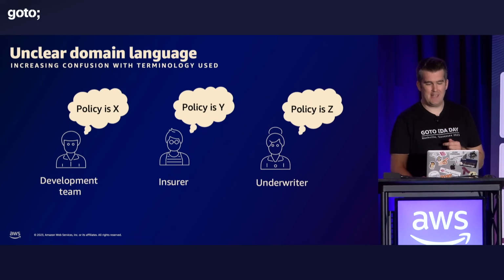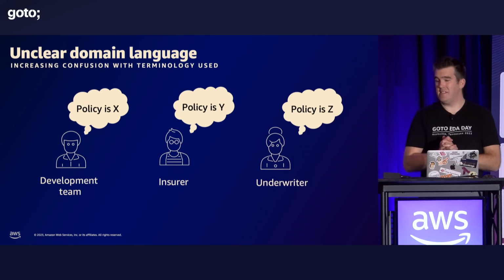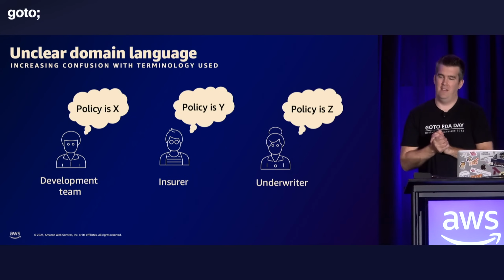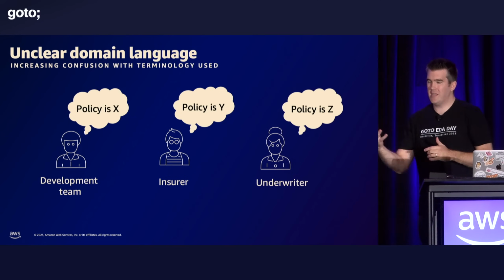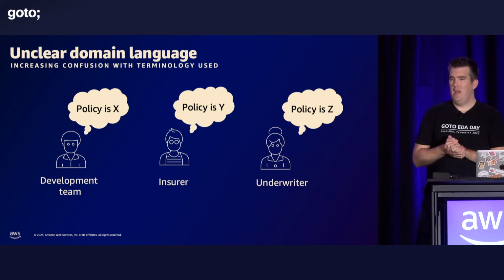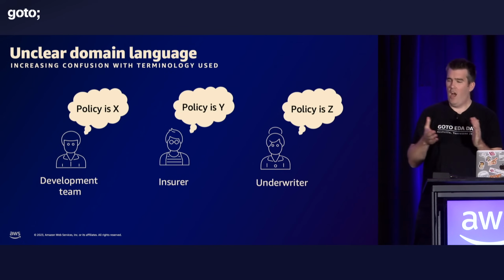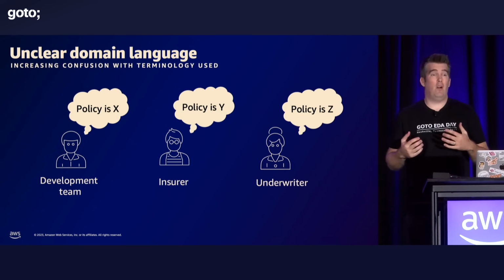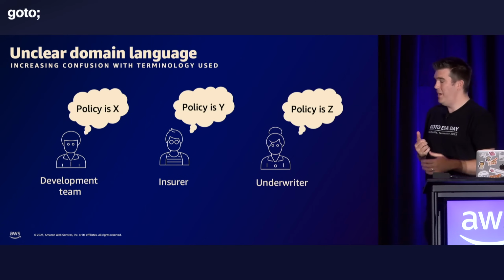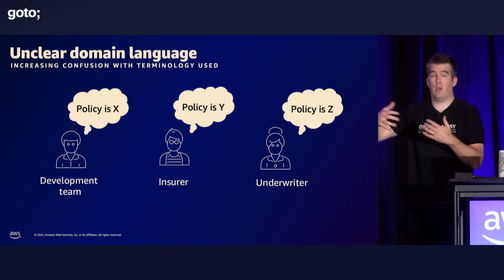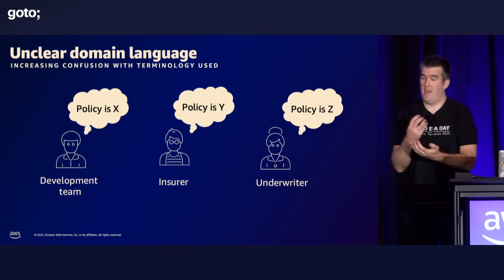Another thing that typically tends to happen is that unclear domain languages arise with this pattern. An example would be, I worked at a company before I was at AWS, in a startup selling life insurance to customers. And we, as the development team, had this idea of a policy. And we said, well, the policy belongs to the user. We're going to model this inside our code, inside our events.